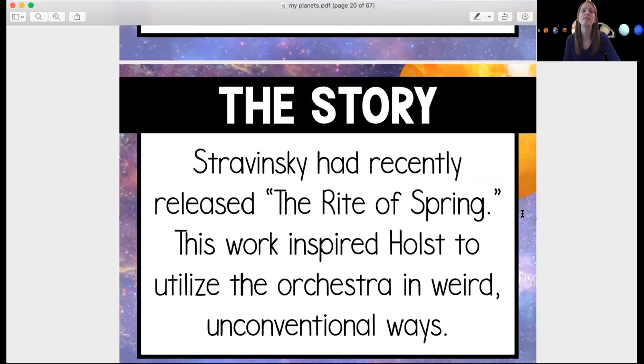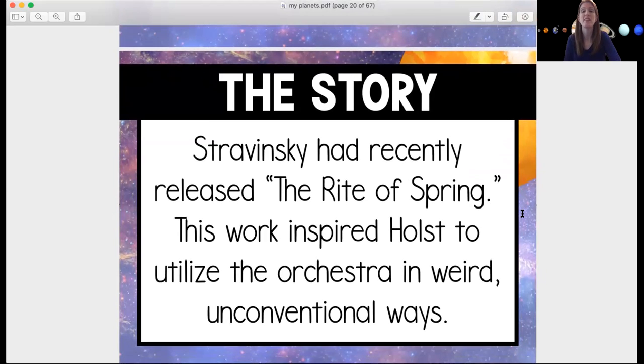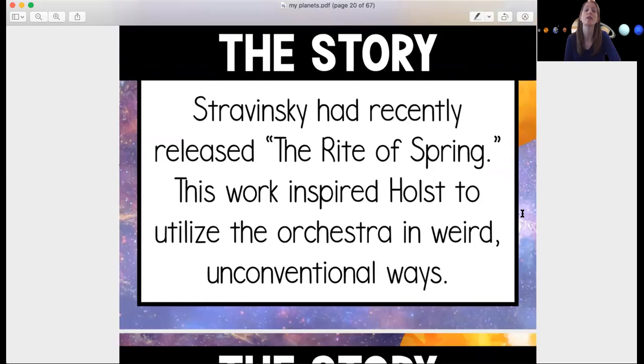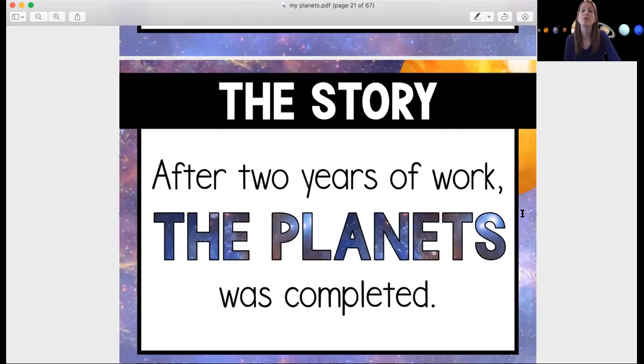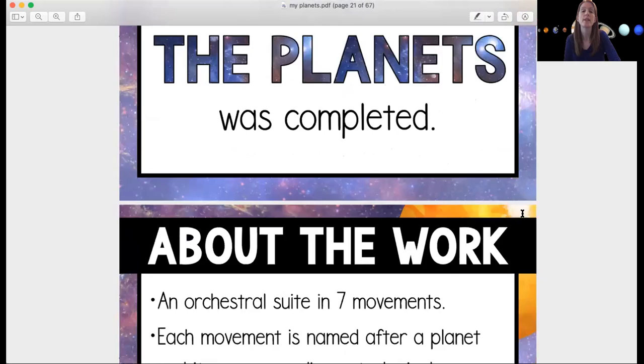Stravinsky had recently released The Rite of Spring. This work inspired Holst to use the orchestra in weird, unconventional ways. And The Rite of Spring was definitely considered unconventional at the time. Now, people might think, nah, no big deal, but back then it really was. So after 2 years of work, The Planets was completed.